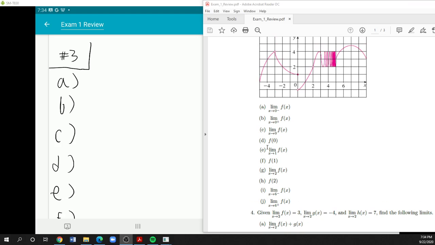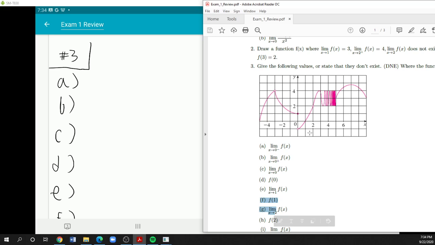Okay, problem number 3. It looks kind of scary because it has 10 parts, but basically it's just here to cover all the different kinds of things that can happen when we have a limit. So let's take a look.